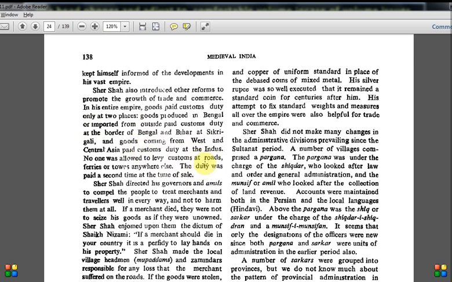Okay, one united India, you can tell, for the first time it was under Sher Shah. Later Akbar and others will come, but still he is one of the first rulers. So no one was allowed to levy customs at roads, ferries or towns anywhere else. The duty was paid a second time at the time of sale.